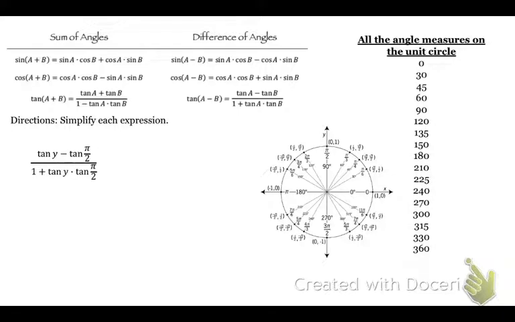This one, tangent of y minus tangent of pi halves over 1 plus tangent of y times tangent of pi halves. That's tangent of a minus b. So this is going to be tangent of y minus pi halves.